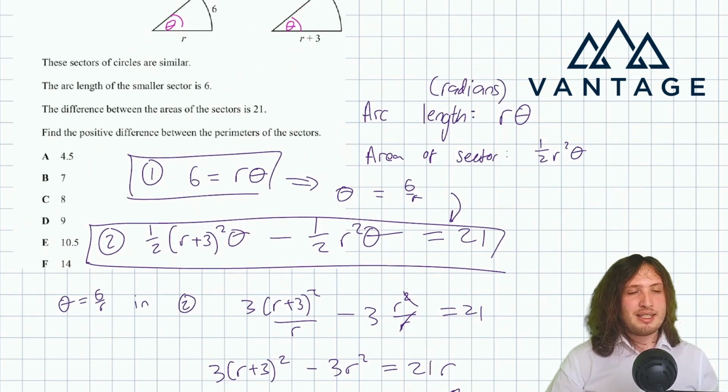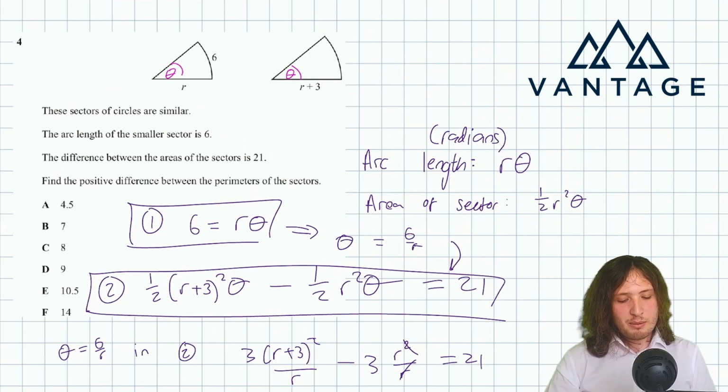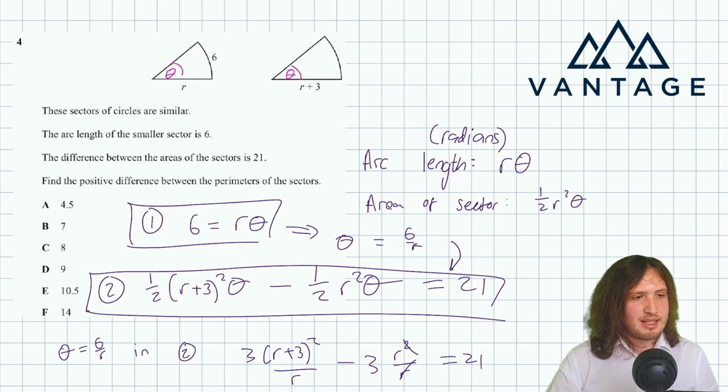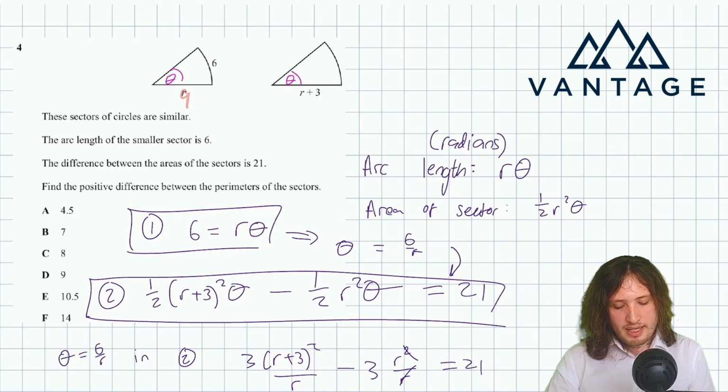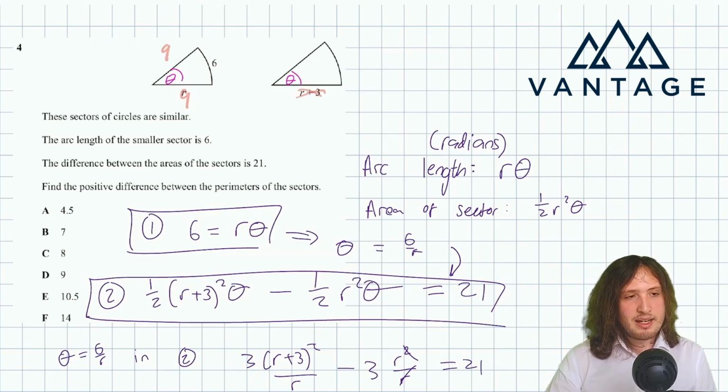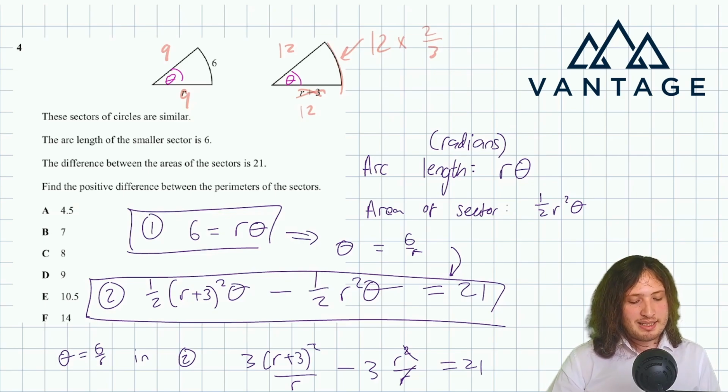Okay, so now this is really easy. If we want the perimeter, we've got to take into account the arc length and also the straight edges. So for this one, we now know that r is equal to 9. So we've got a 9 and a 9 and a 6. Over here, r plus 3 is going to be 12, so we've got a 12 and a 12. To find that arc length, I can just use my radius, 12, times my angle, 2/3. So r theta for the r and theta for that sector. So 12 times 2/3 is going to be 8.